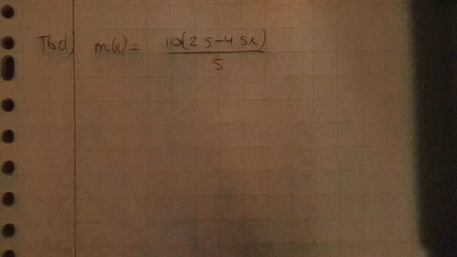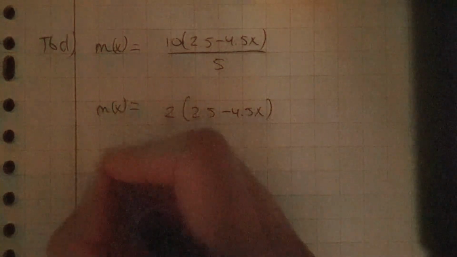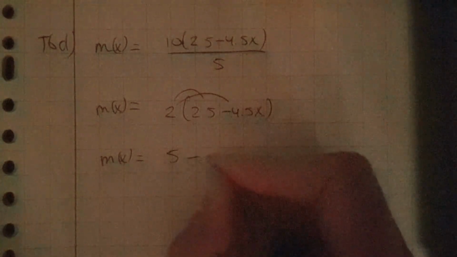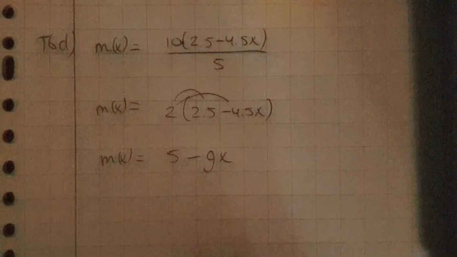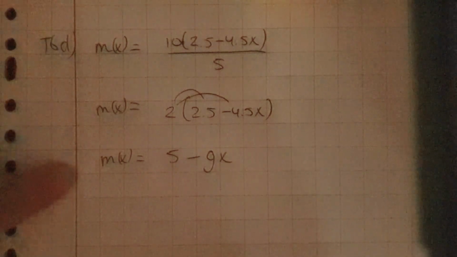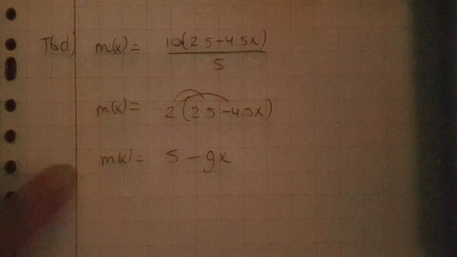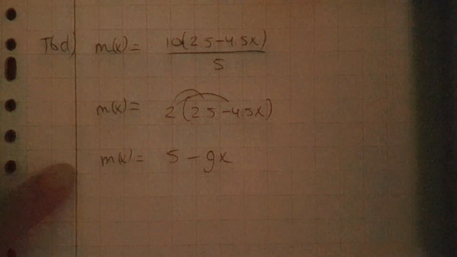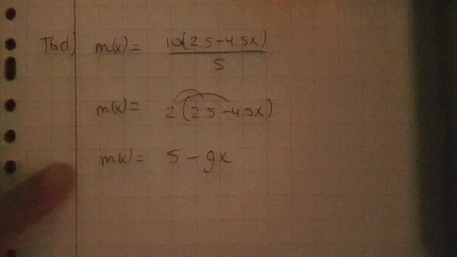So choose this one. Let me show you. 10 divided by 5 is 2, so now the 5 is gone. And then, of course, I just copy this part in the brackets. And now I'm going to remove the brackets. 2 times 2.5 is 5, and 2 times minus 4.5x is minus 9x. And this is the answer. I think this way is a lot faster, but it has more thinking steps. So perhaps that's difficult, and then you just do the other way.